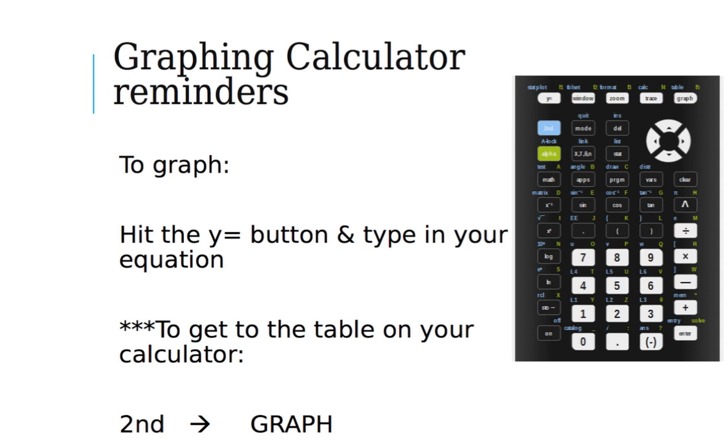Before we get into our first example, just a reminder, we're going to need our graphing calculators today, so you're going to want to have those handy. And to graph, you need to hit the y equals button and type in your equation. Y equals button is right up here. And then we're definitely going to be using that table today. So to get to the table on your calculator, remember, we're going to hit second, which is that blue button there, graph. Because right above graph in blue, it says table. So that's why it corresponds with that second blue button.